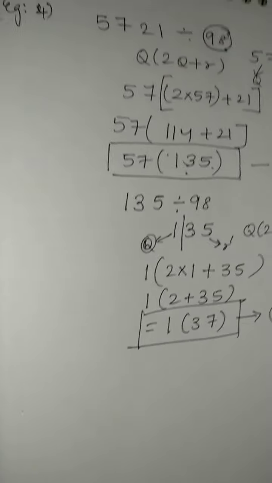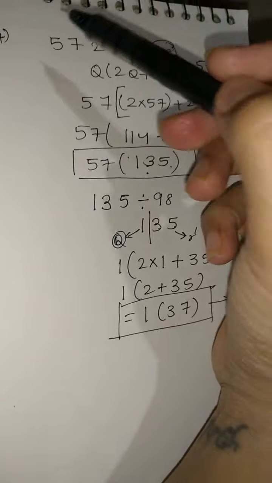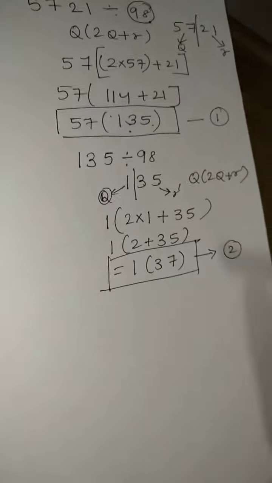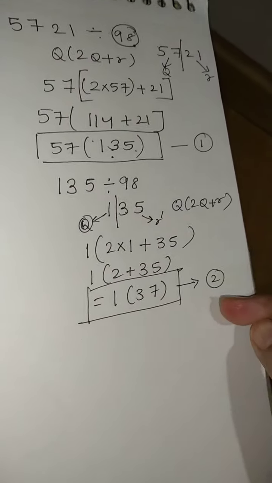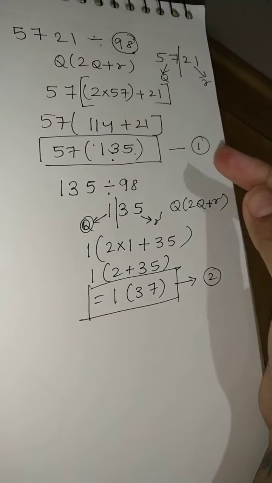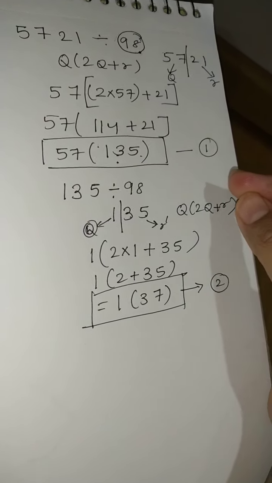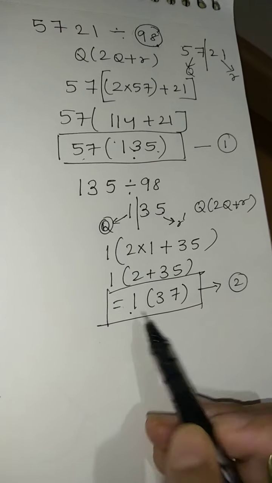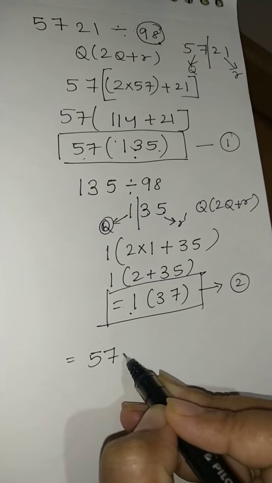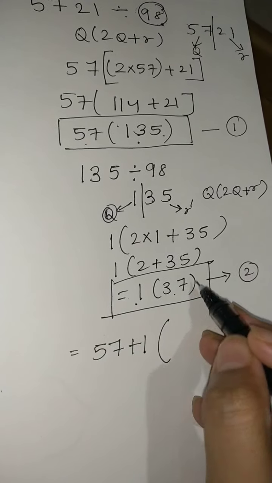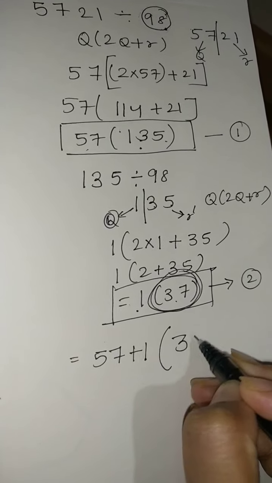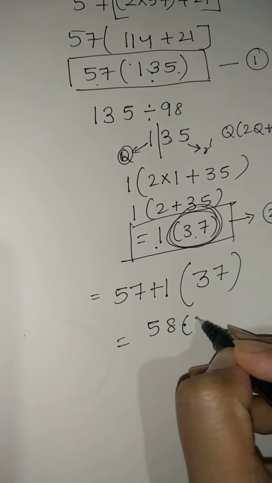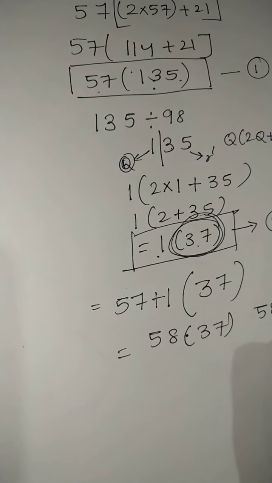Now y'all just tell me, can one sum have two answers? Can 5721 divided by 98 have two answers? No. In that case, what you do, you merge these two answers. Now, how do you merge it? Whenever you have more answers than a single answer, what you do, you just add the quotient. That is 57 plus 1 you do. 57 plus 1, and the remainder will be of your last answer. So, your answer for this is 58 bracket 37. So, your answer is 58.37.